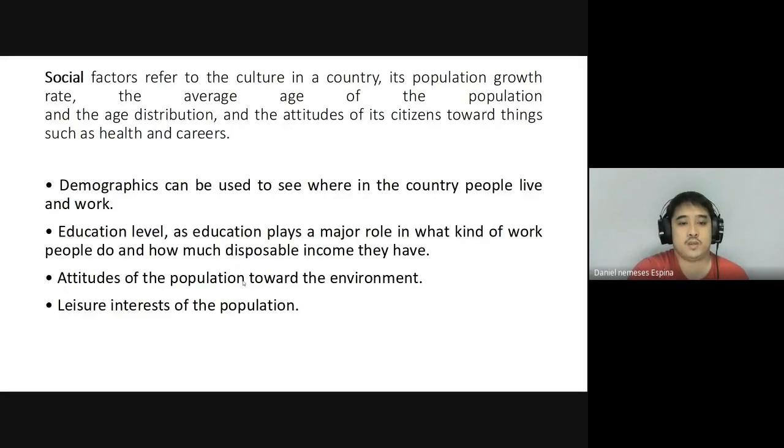Then you have attitudes of the population toward the environment. If the population does not care for the environment, it has an effect on the business. Then leisure interest of the population: are the people not too busy to go on travel or recreation? Especially if the business belongs in that sector, like tourism, if people no longer like to travel, it will have an impact.